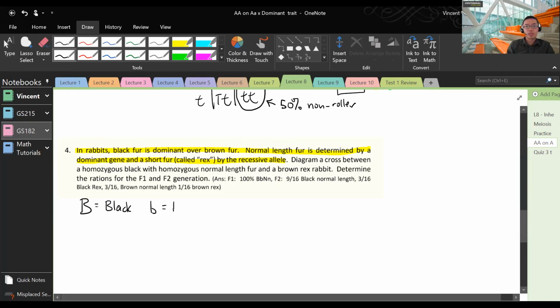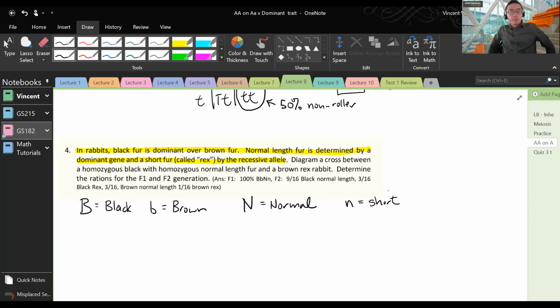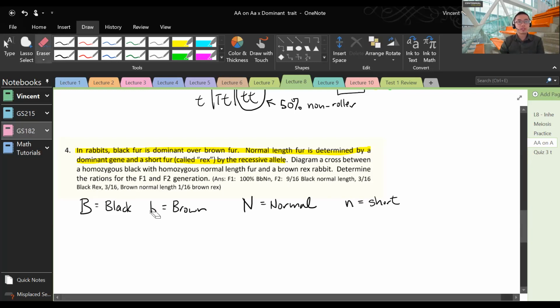Small b is going to be brown. And we're going to have the fur, big N for normal fur, and small n for short fur. Okay? Use a capital letter to represent the dominant trait and a small letter of the same alphabet to represent the recessive trait.